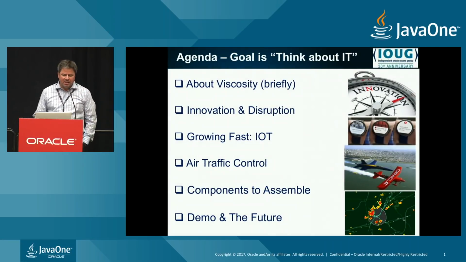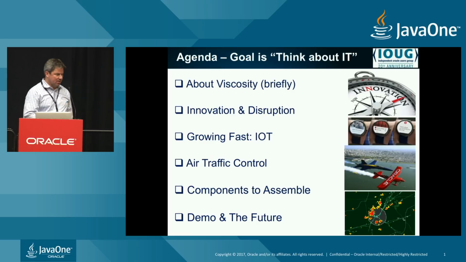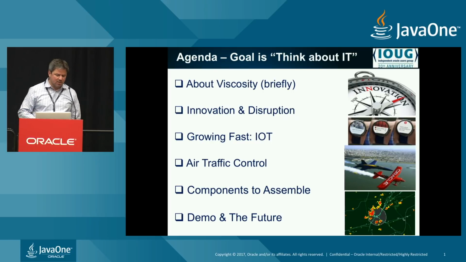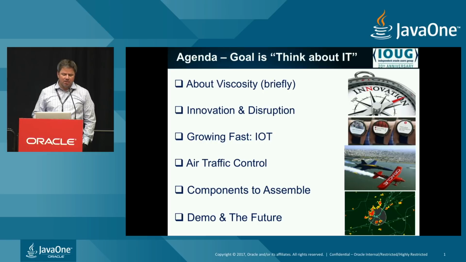So the goal today here is just a very short spiel about what we do. And we're going to talk about innovation and disruption and how IoT is growing very fast. And then we're going to go into a very specific use case around the Raspberry Pi for air traffic control data. But there are many other use cases. This is just a great, inexpensive endpoint, and this solution could be used over and over again for many different types of use cases. We'll go through all the components that I assembled.